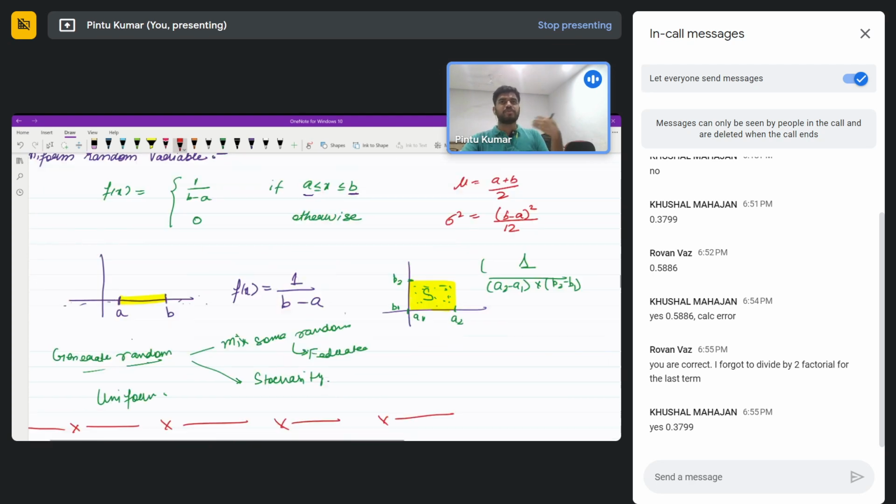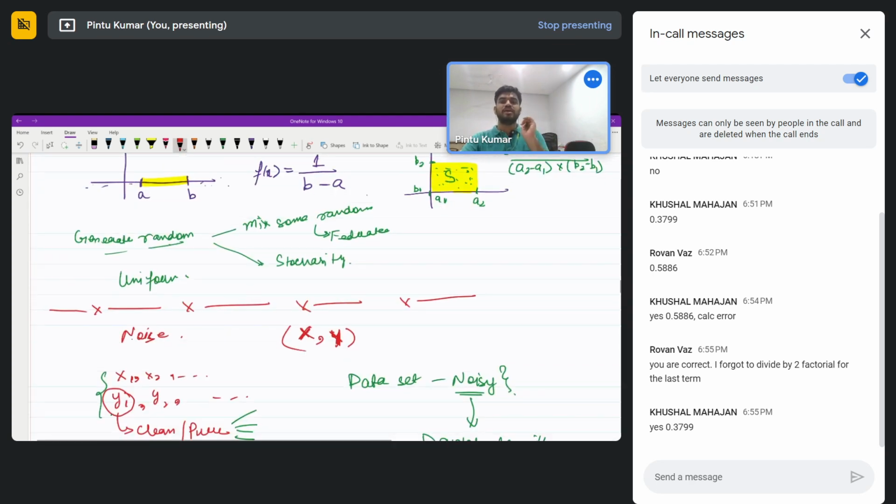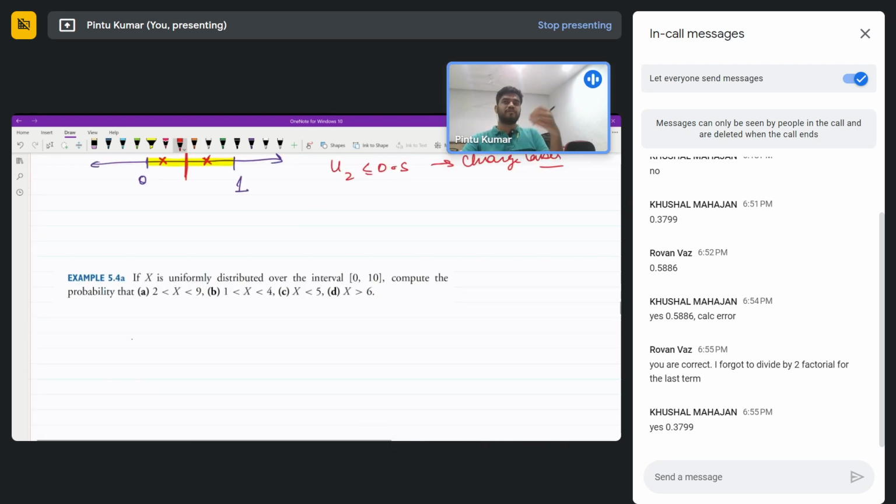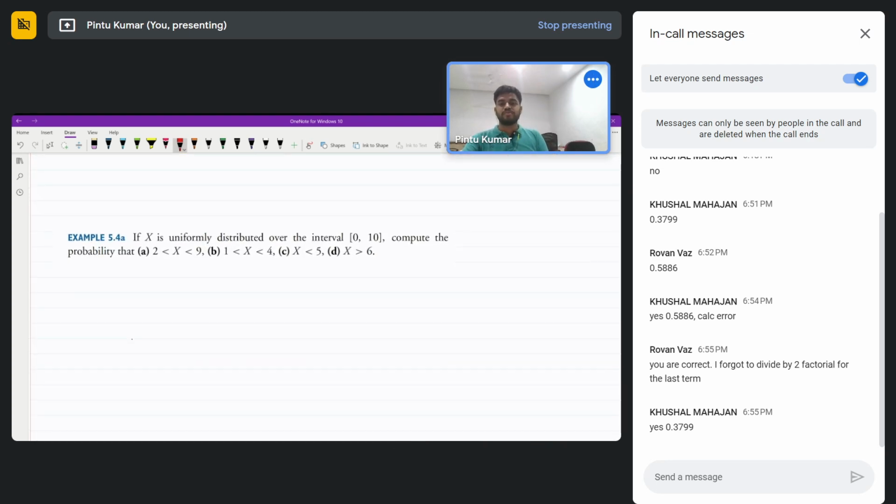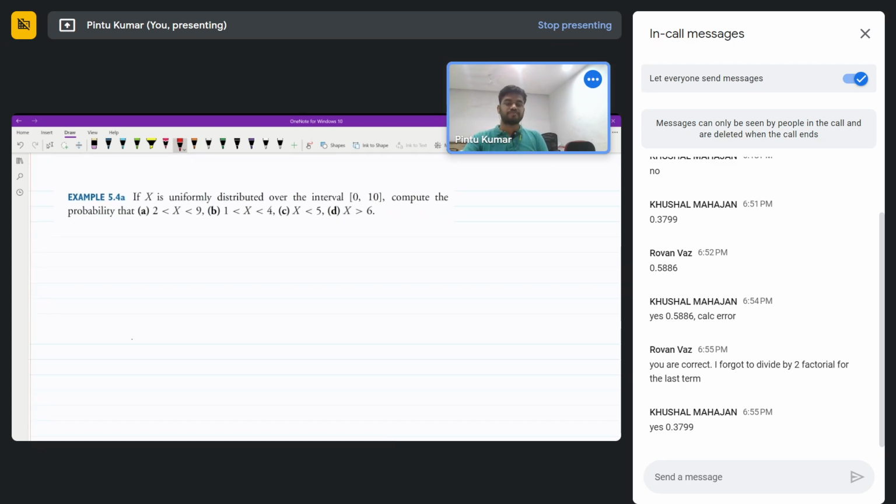It is useful in many other purposes also, but in machine learning, generally it is used to generate some random values or in related areas.